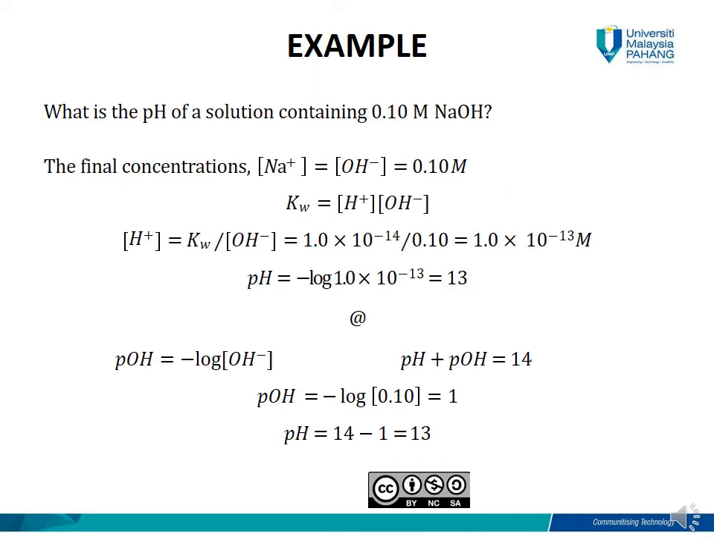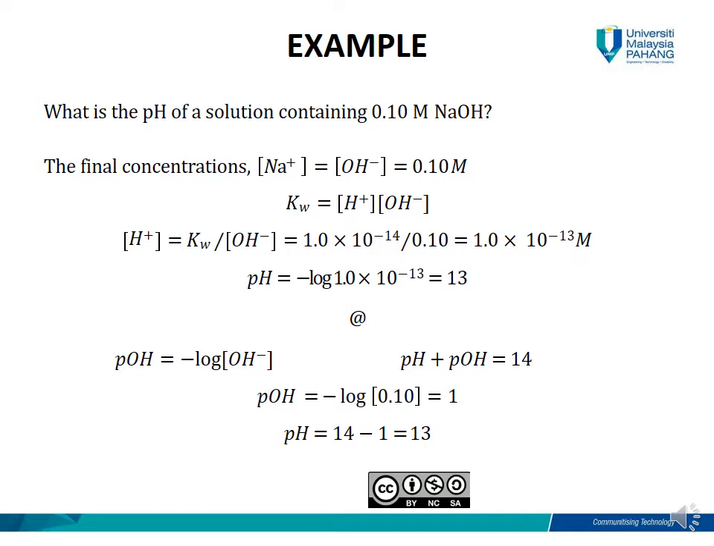So here is an example of calculation. What is the pH of a solution containing 0.1 molar of sodium hydroxide? First of all, you need to know what the solvent is. For this example, you can see sodium hydroxide is a strong base. When we talk about a strong base, first of all, it's better if you can write the acid dissociation.